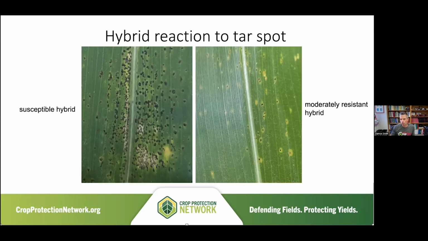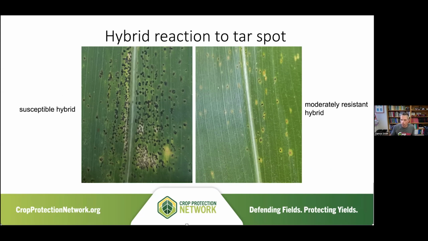Again, just to show you the value of resistance, this is partial resistance on the right-hand side, and then you have a susceptible hybrid on the left-hand side. You can see that the size of those tar spots is much bigger in the susceptible, whereas the resistant is actually holding that size back. So there are actually fewer spores there. They're slower to develop. That's why that whole secondary cycle process is slowed down.